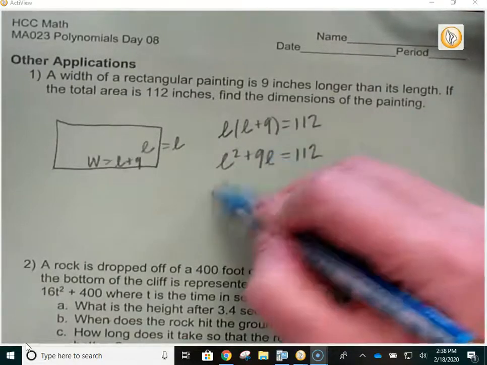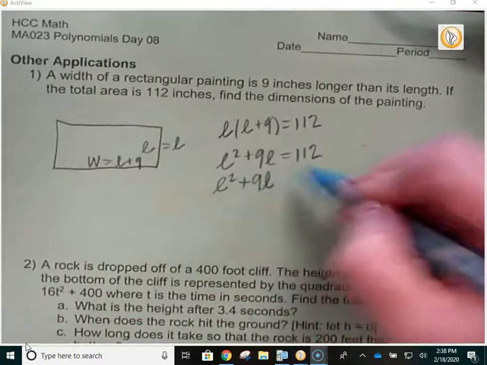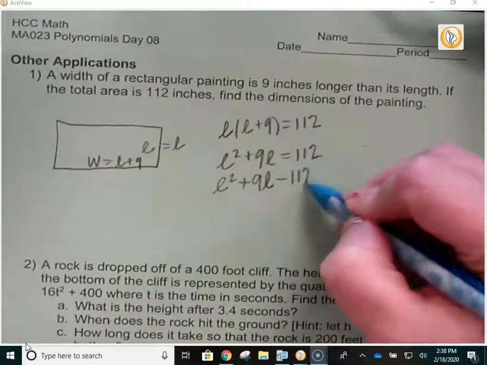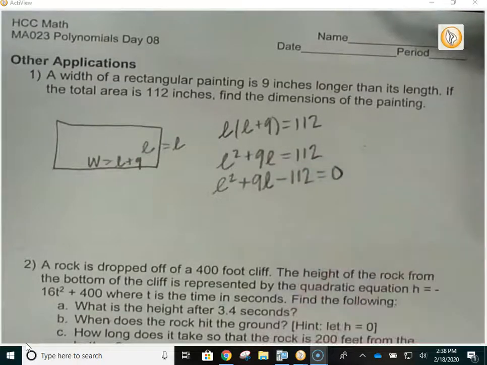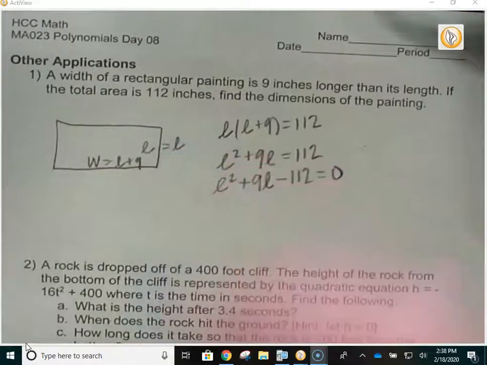Get it equal to 0, and you can solve by graphing, or you can solve by factoring, or you can solve by the quadratic formula. And again, check your answers to make sure that your sides make sense.